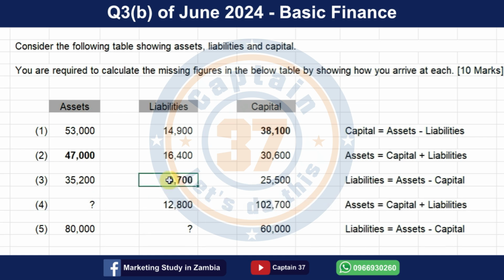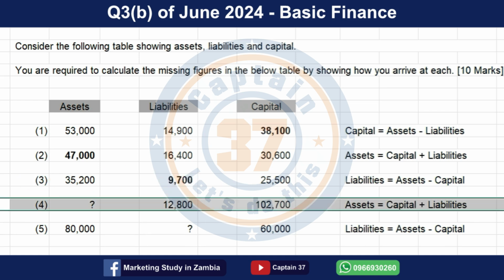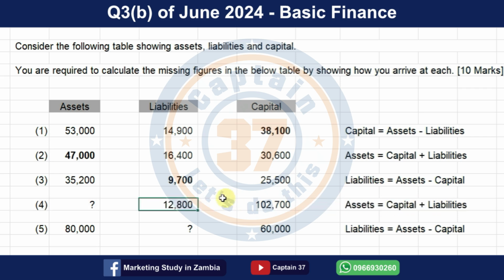We come to number 4 here, and we are looking for the assets. What formula are we applying? Assets is equal to capital plus liability. We have the liability here, we have the capital here, and we just add these two, and it gives us 115,500.